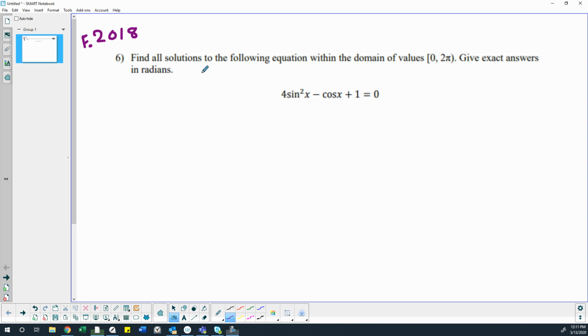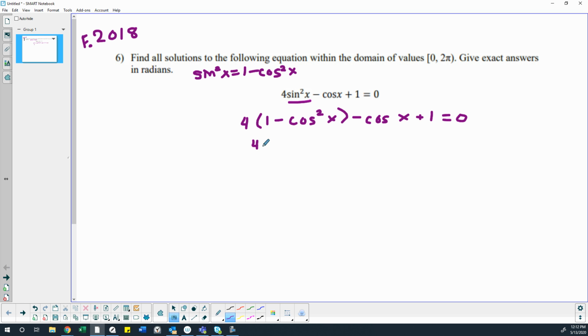Yeah, so we're going to use a substitution from the Pythagorean identity. Sine squared x is equal to 1 minus cosine squared x. So we're going to put that in place of this. So we'll have 4 times 1 minus cosine squared x minus cosine x plus 1.